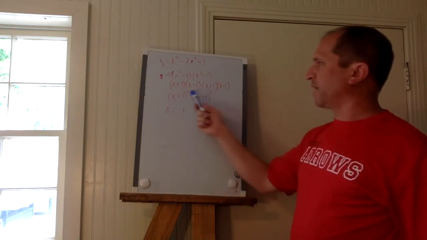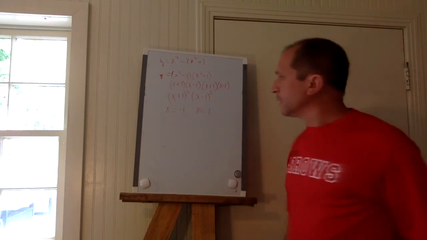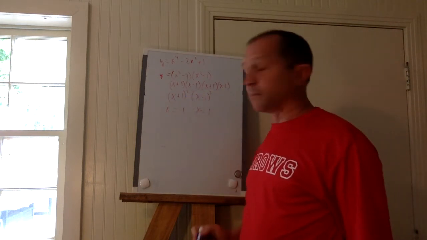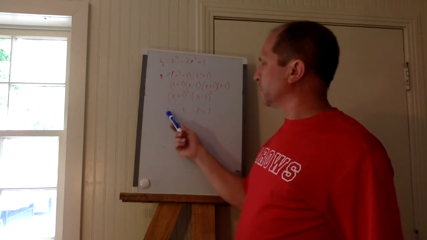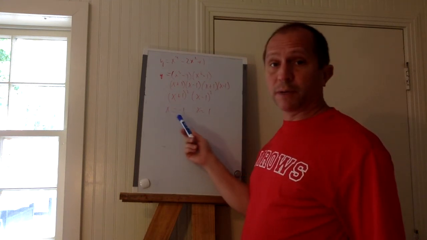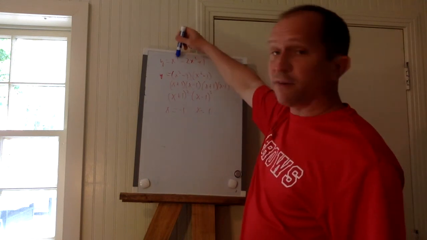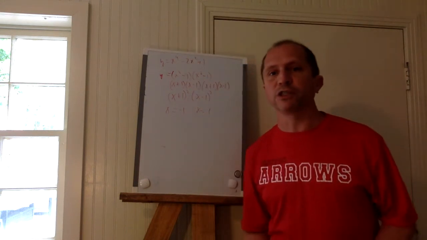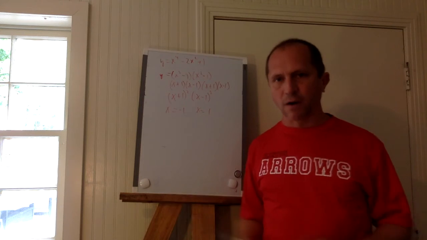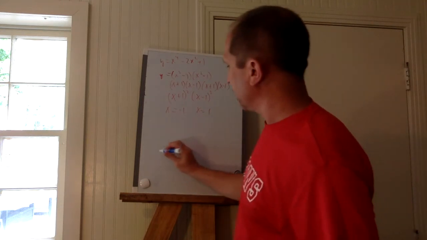So here we have even multiplicities. So that's going to affect our graph in just a minute. Our solutions here, or our zeros, are going to be negative 1 and positive 1. Now, again, this is an even degree polynomial. The leading coefficient is positive, so that means we're going to start high and we're going to end high.